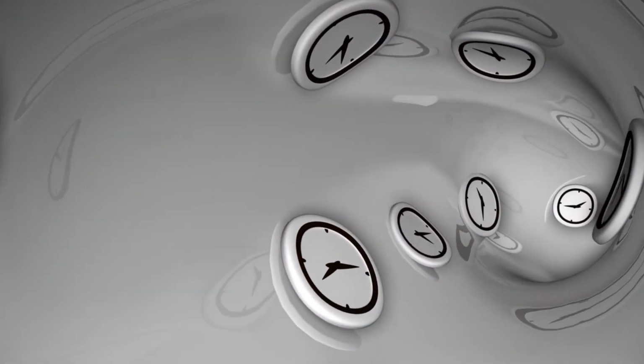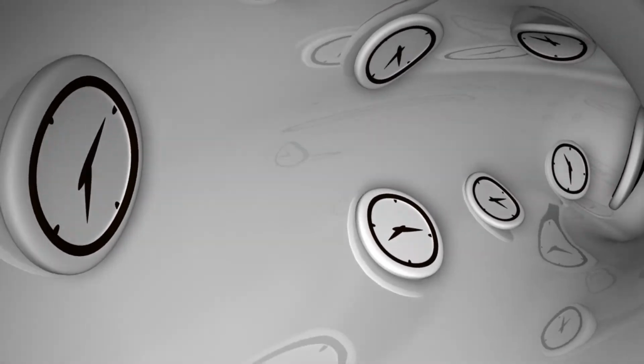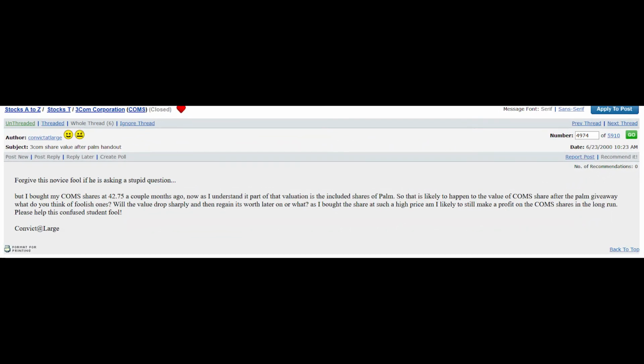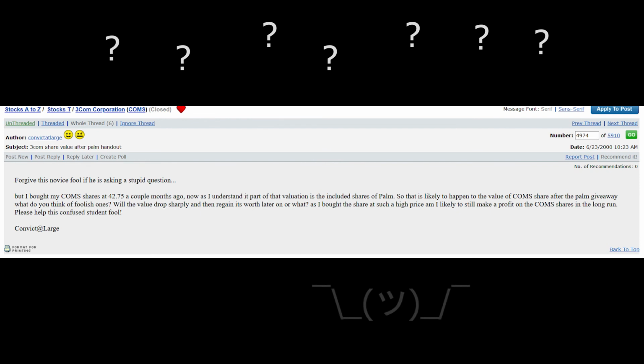As evidence of this, I submit this passage from the Motley Fool message board that I pulled up from way back in 2000. It's from a user called Convict at Large. He's writing this after effectively all uncertainty should be removed from the trade. He says, "Forgive this novice fool if he is asking a stupid question, but I bought my Calm shares at $42.75 a couple months ago. Now, as I understand it, part of that valuation included the Palm shares. So, what is likely to happen to the value of Calm shares after the Palm giveaway? What do you think, foolish ones? Will the value drop sharply and then regain its worth later on, or what? As I bought the share at a higher price, am I likely to still make a profit on the Calm shares in the long term? Please help this confused student fool."